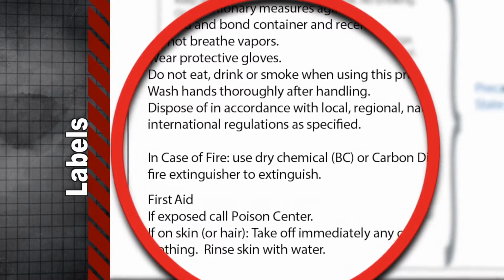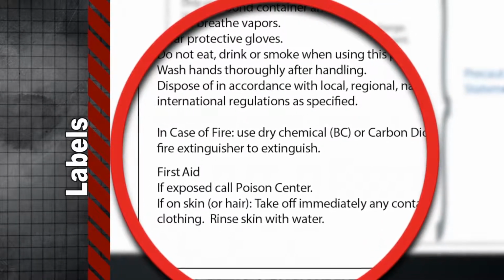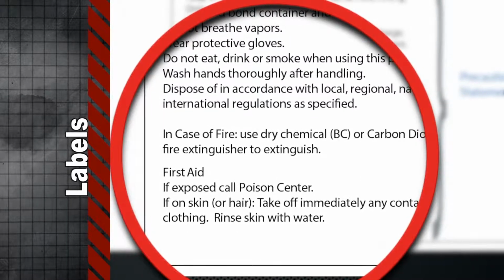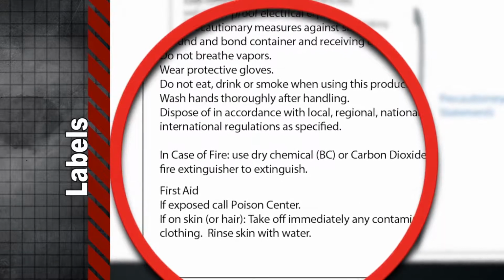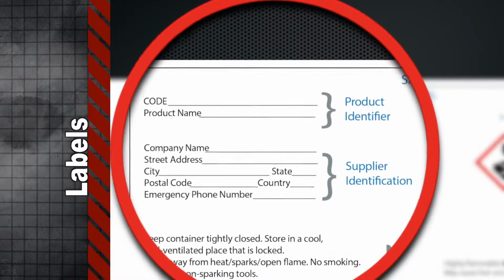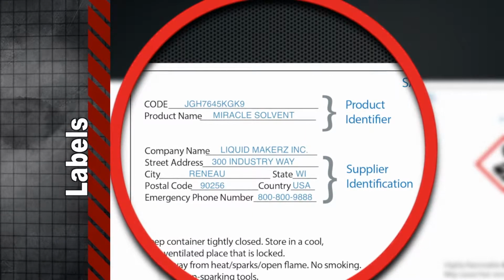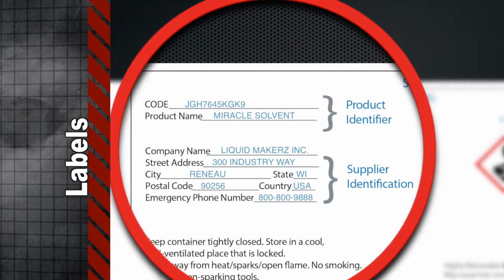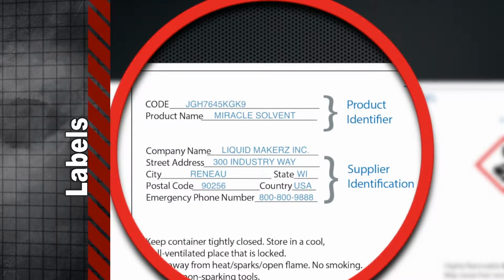This is where you can learn what to do in case of fire and how to give first aid when someone is exposed to this chemical. Examples of emergency first aid might be to call the poison center, remove contaminated clothing, or rinse with water. And finally, you will see the name, address, and phone number of the manufacturer, distributor, or importer of this chemical. This is here so you can contact the source if you have additional questions.